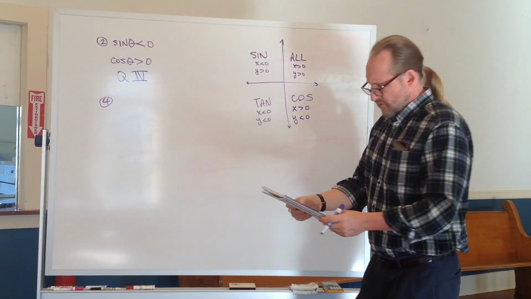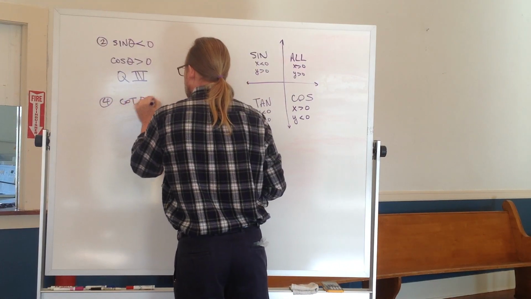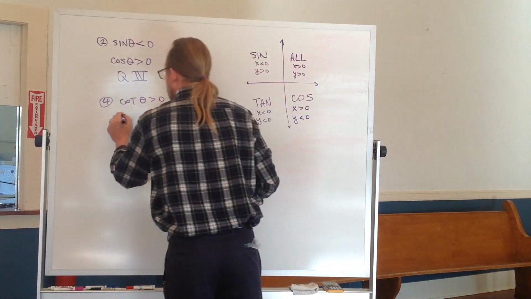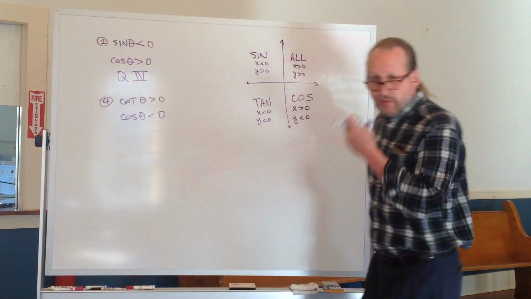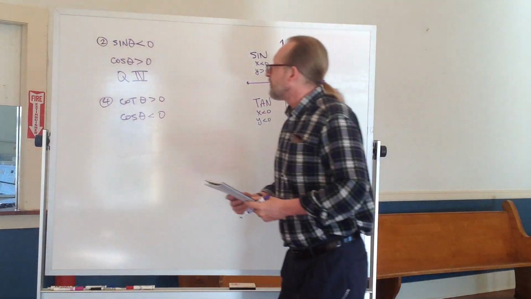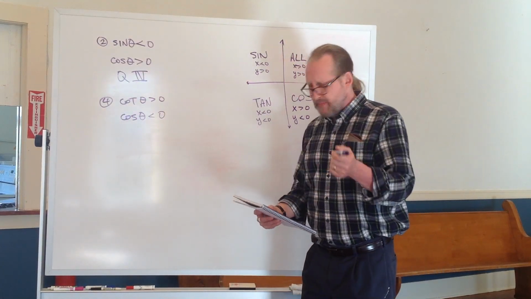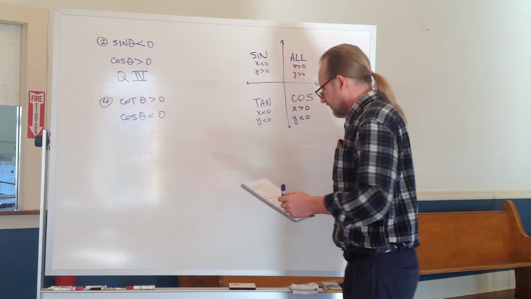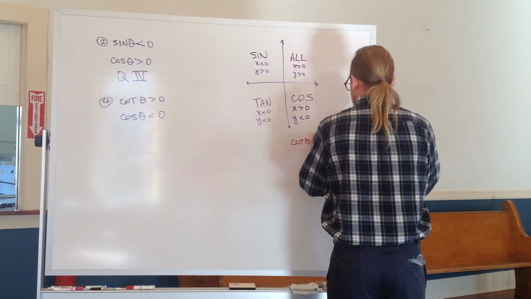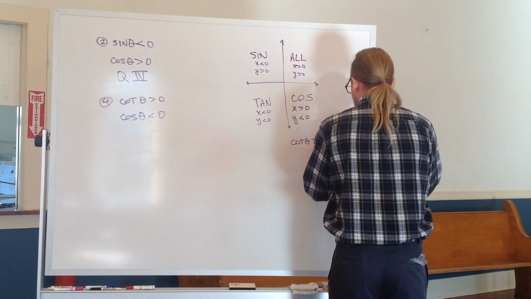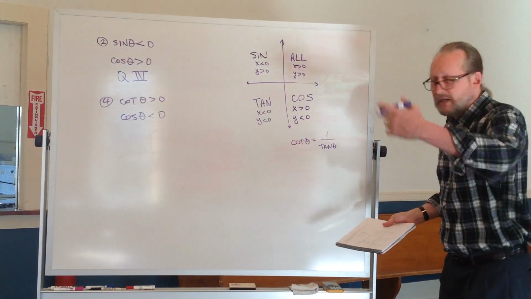Okay. Problem 4. Cotangent greater than 0 and cosine less than 0. Now, this is one of the first times we've run into one of these reciprocal functions. These are given on page 55, right above the exercises. I'll write them down over here. Cotangent is the reciprocal of the tangent, and so it's going to have the same sign. If the tangent's positive, the cotangent will be positive, and vice versa.